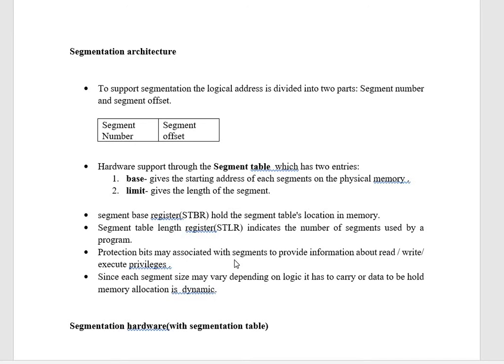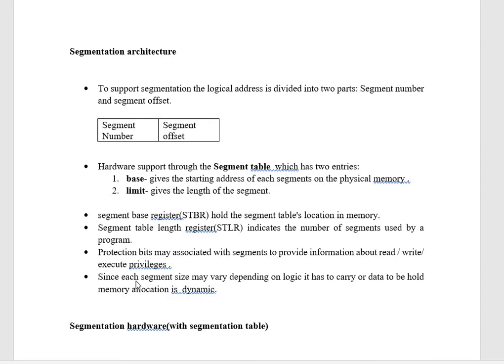Protection bits may be associated with the segments to provide information about the privileges to perform on that particular block, maybe the write, read, or execute function. The permissions associated with those segments are specified by the protection bits.